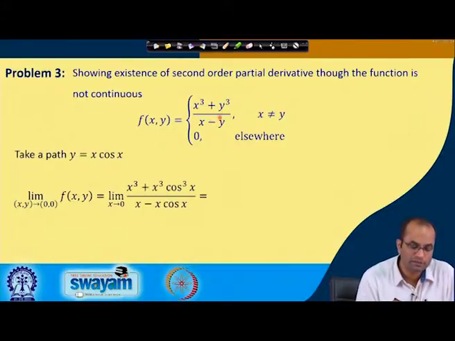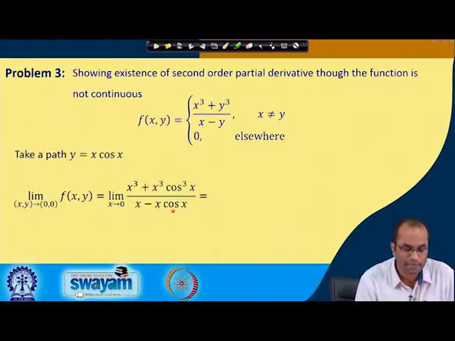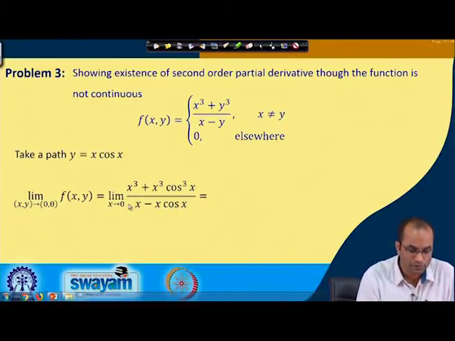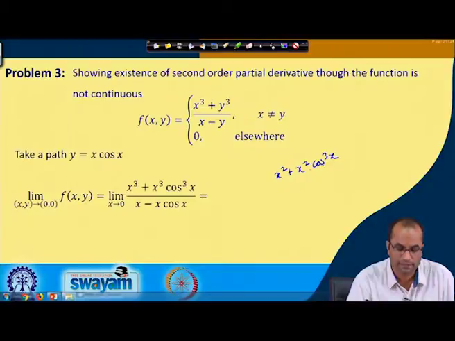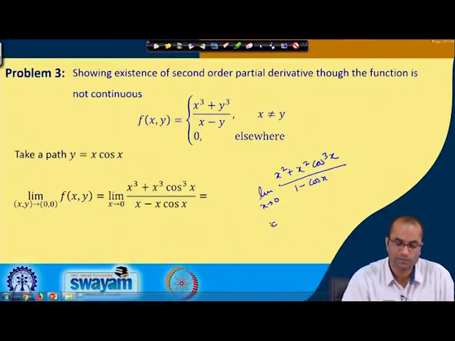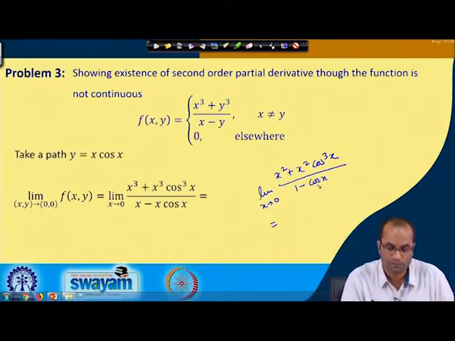So, substituting this x cos x, we have x minus, and the y is substituted as x cos x, and in this case what is this limit here now? So, this x will get cancelled, we have x square plus x square cos cube x, divided by 1 minus cos x, and then we will take the limit as x goes to 0. So, in this case it is a 0 by 0 form. So, we have to use the L'Hopital rule. So, this will be the limit now here.